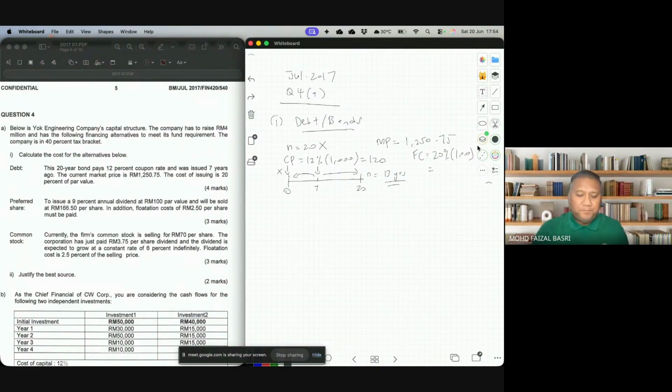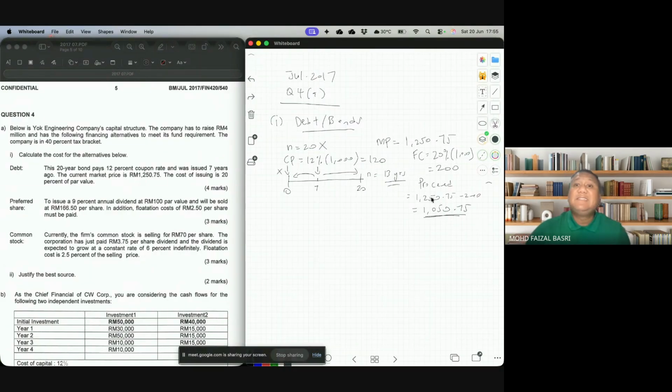RM200. 20%, 20% mahal. Okay, it's RM200 flotation cost. So what happened to the proceed? So proceed dia adalah 1,250.75 minus 200. So it become 1,050.75. So this is our proceeds.